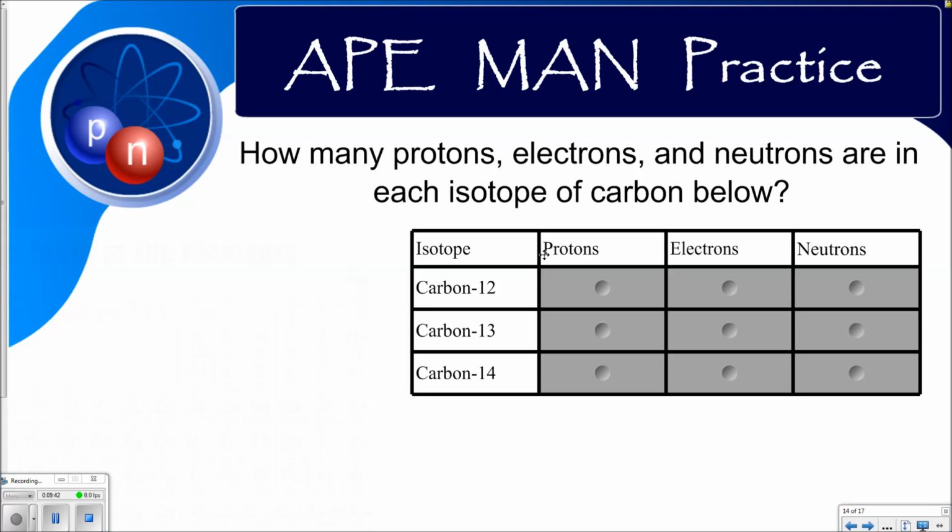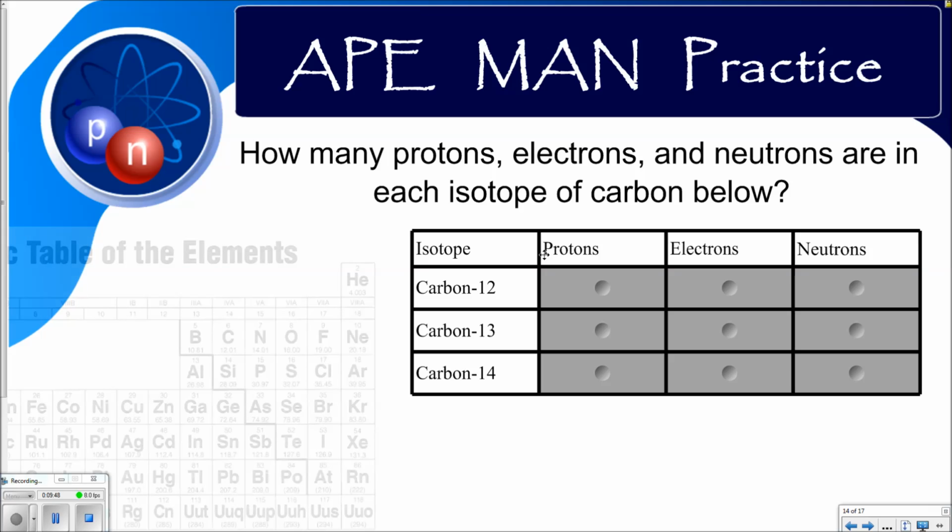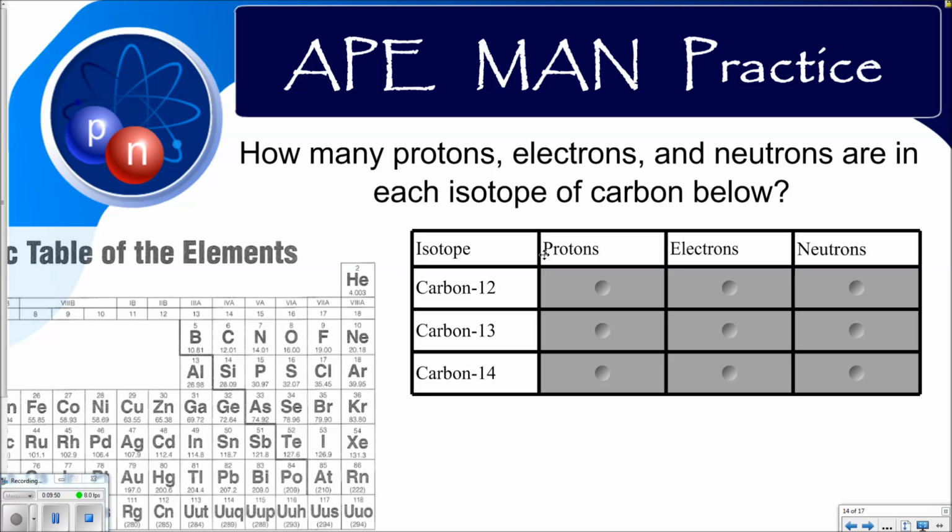Let's try another one. How many protons, electrons, and neutrons are in each isotope of carbon below? Okay, well, I can find carbon on my periodic table.